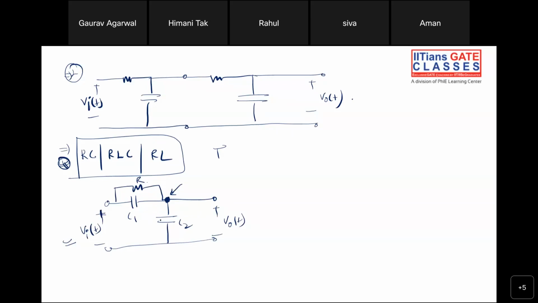Anyone from this session, anyone can tell by looking at this circuit? This will be the first question we can say. Can we apply KCL at this point? Anyone?